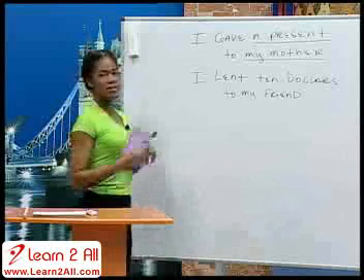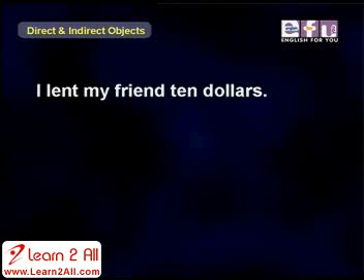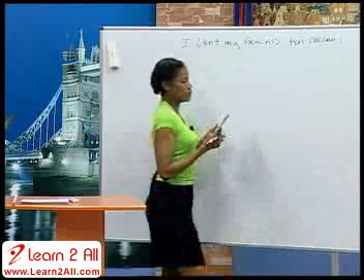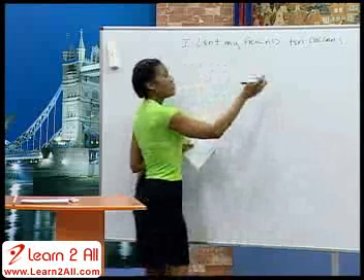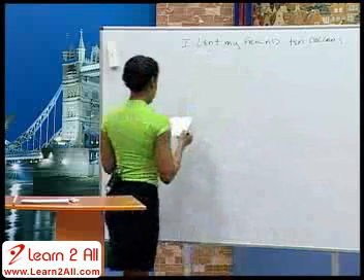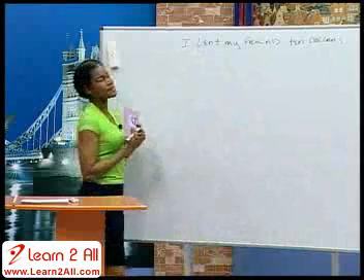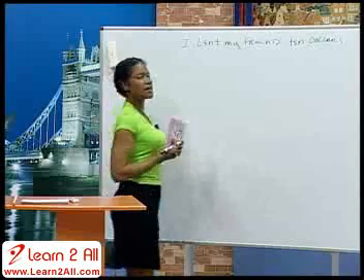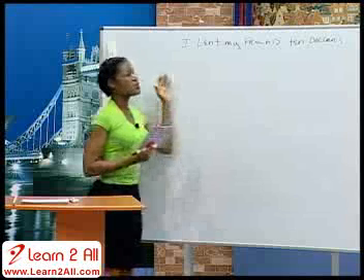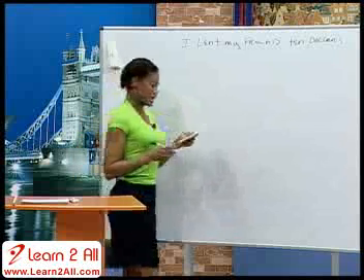We can also make the same sentences a different way. Okay, look at these sentences. I lent my friend $10. What's different? There is no to, and the places of the direct object and the indirect object have changed, right? So, Anna, who lent? I lent. Good. And what did I lend, Alberto? $10. Okay. And Sylvia, who did I lend to? My friend. Good. So there are two different ways to write the same sentence.